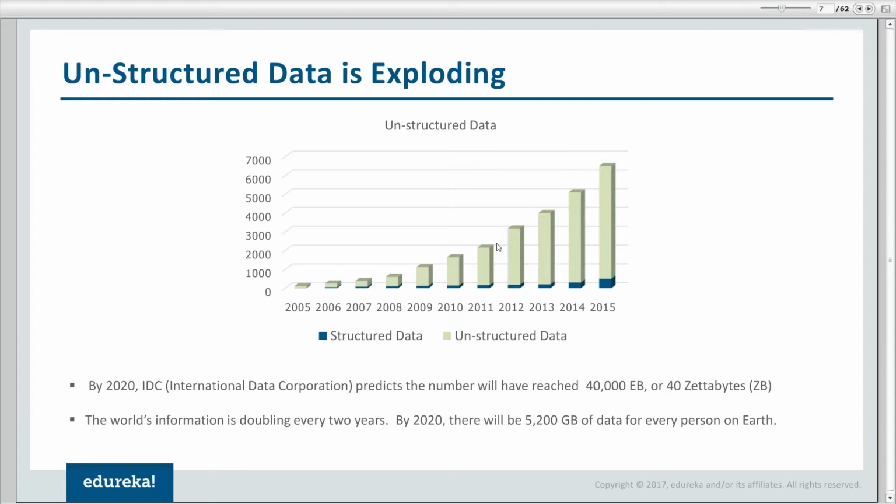All right. So you have some facts on your screen. By 2020, International Data Corporation predicts the number will reach 40,000 exabytes of data, which is almost close to 40 zettabytes of data. And as a matter of fact, the world's information is doubling every 2 years. So by 2020, you can expect every user to have about 5,200 GB of data on average.